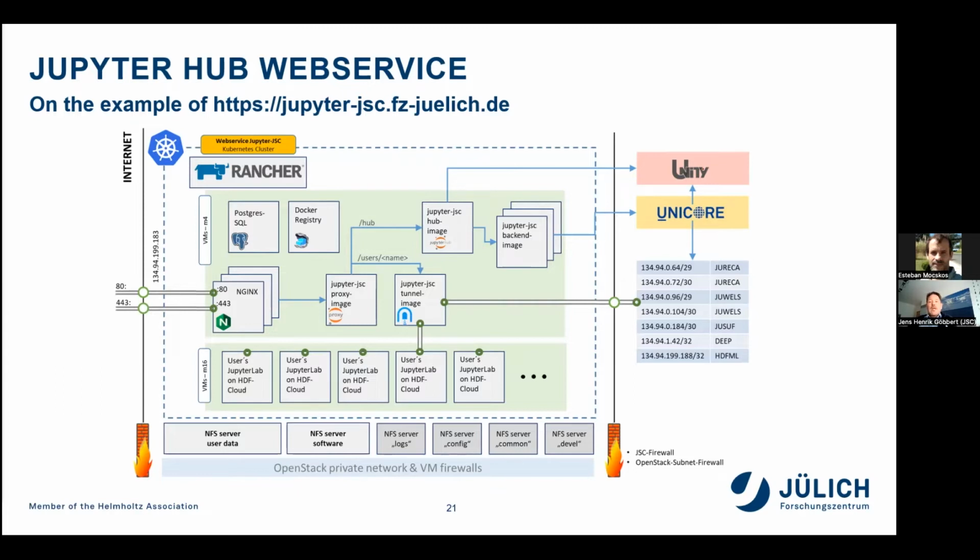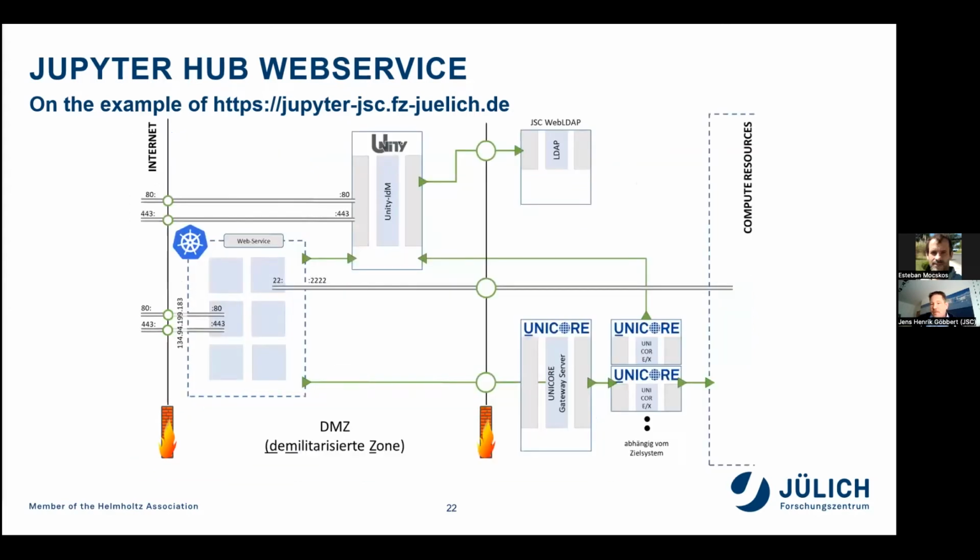And Unicore is then a service which starts the JupyterLab in the name of the user. And as soon as that is started, then the port on which JupyterLab is communicating on the HPC system needs to be tunneled or passed to the browser of the user. This of course happens all in the background. A few more things need to be done.